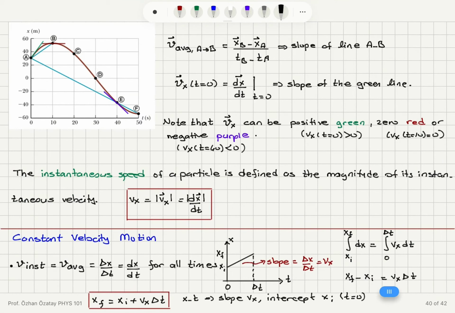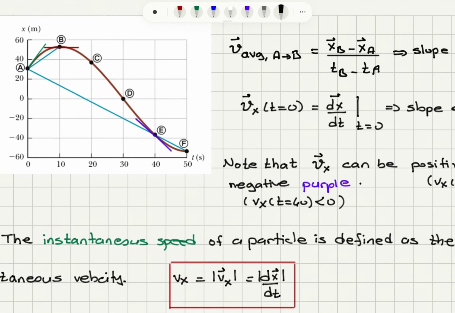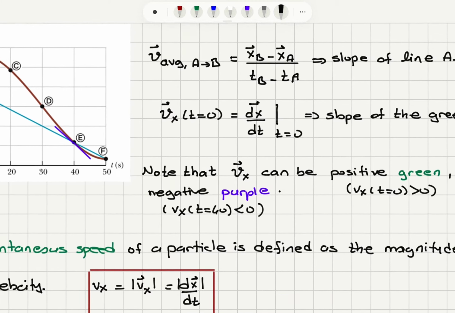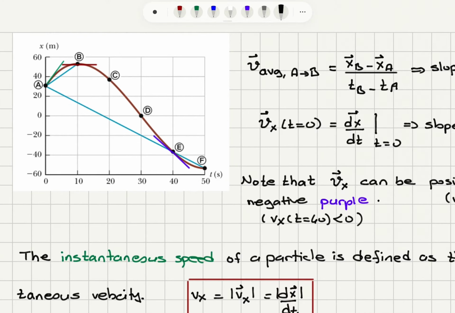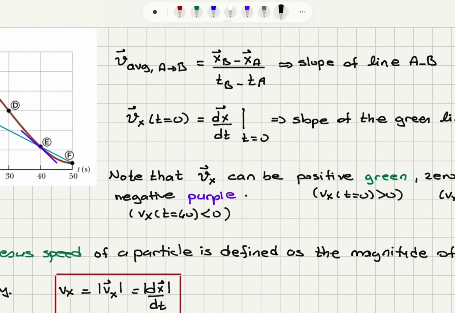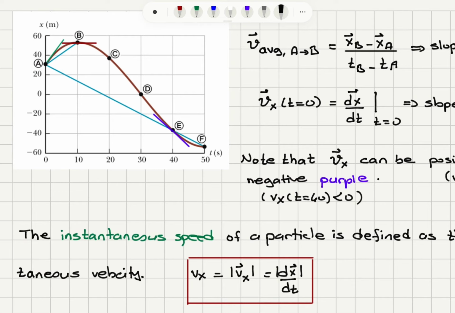And we can find this for this motion between A and B, the average velocity. So it's the change in position xb minus xa, that's the displacement, divided by tb minus ta. That gives me the slope of line AB. So that is the average velocity. How about the instantaneous velocity at t equals 0? That is dx dt at t equals 0. For that, I have to look at the slope of the green line. So that is the derivative of this function x of t at t equals 0. So that gives me the green line.